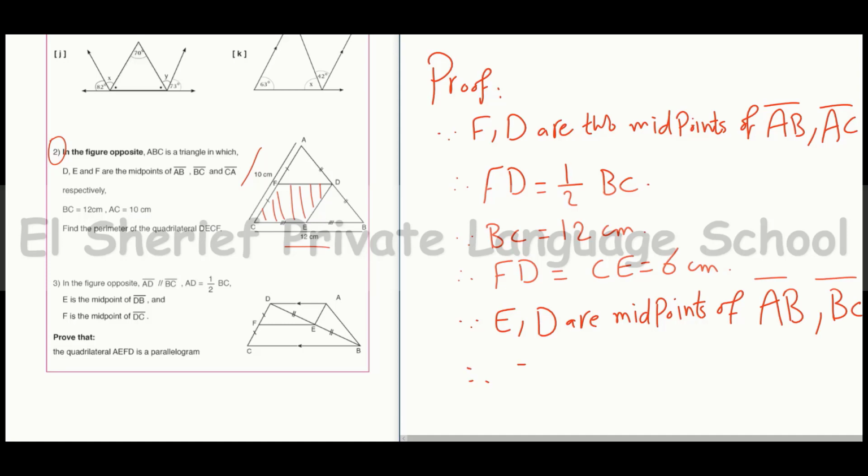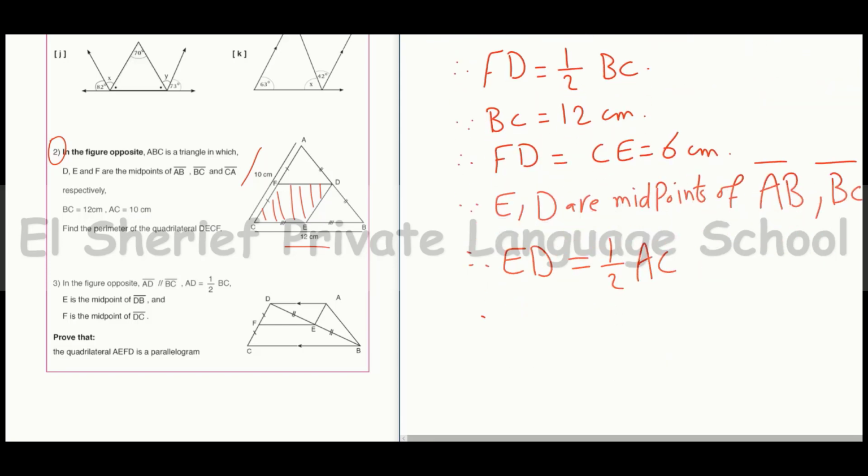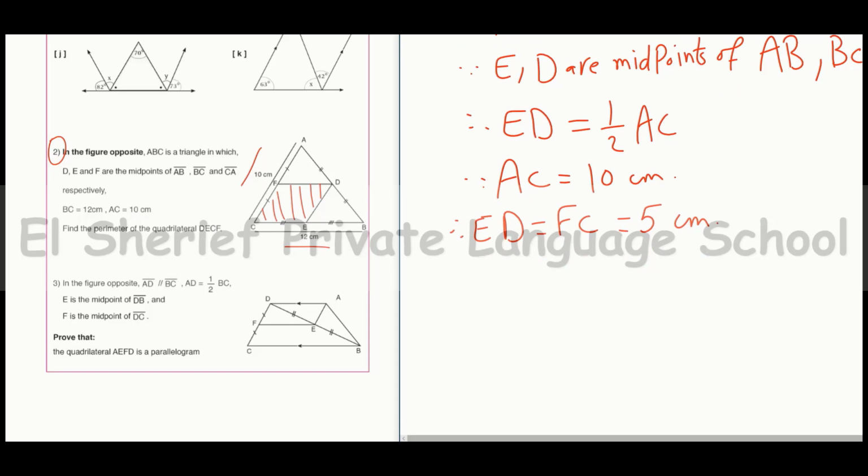therefore the length of ED is parallel to AC and equal to half of its length. Length of ED equals half the length of AC. Since the length of AC equals 10 centimeters, the length of ED becomes 5 centimeters. And also, since F is the midpoint of AC, FC equals DE equals 5 centimeters.